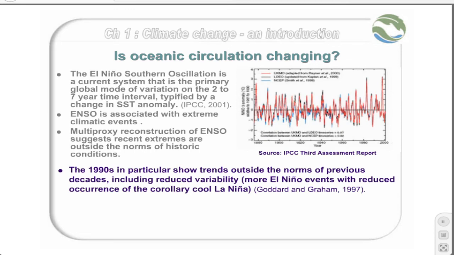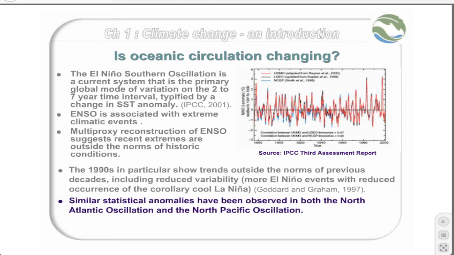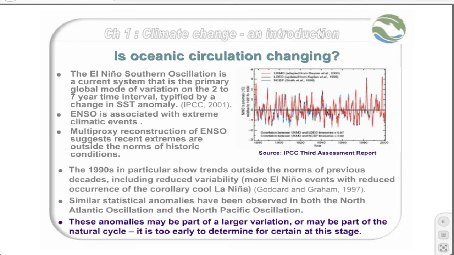The 1990s in particular show trends outside the norms of previous decades, including reduced variability, that is, more El Niño events with reduced occurrence of the corollary cool La Niña. Similar statistical anomalies have been observed in both the North Atlantic Oscillation and the North Pacific Oscillation. These anomalies may be part of a larger variation, or may just be part of the natural cycle. At this stage, it is too early to determine for certain.